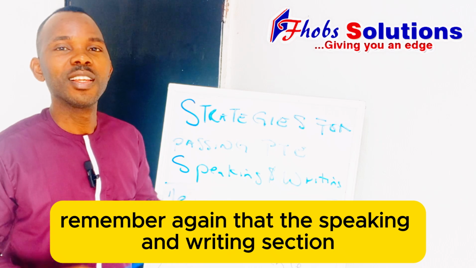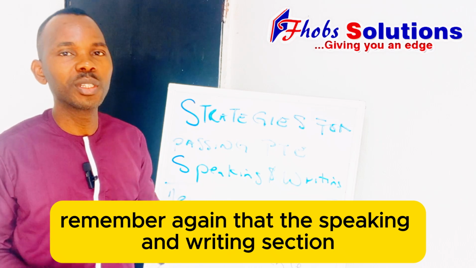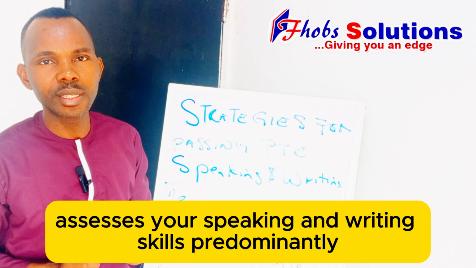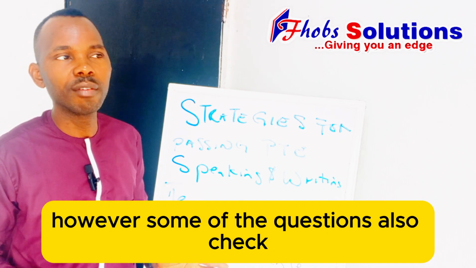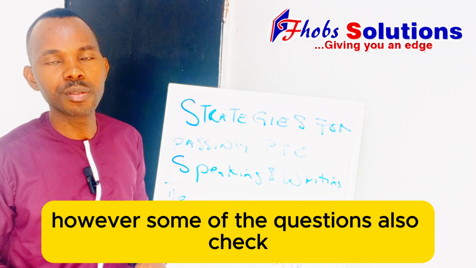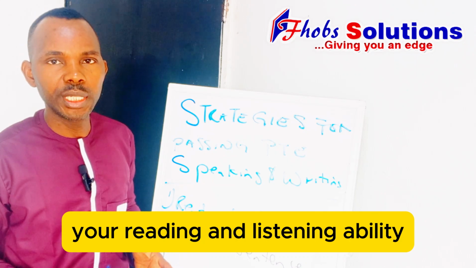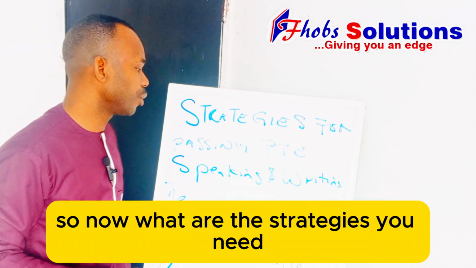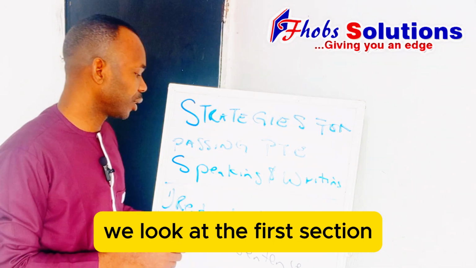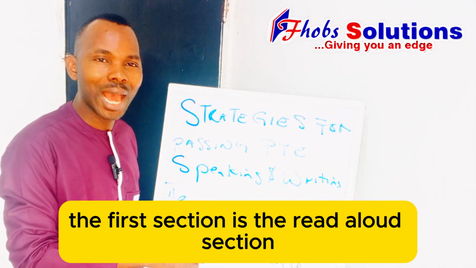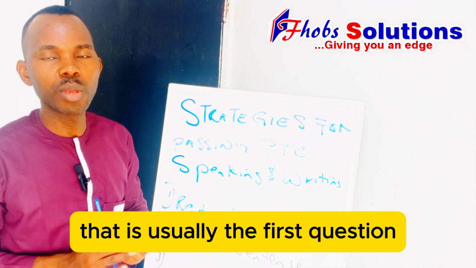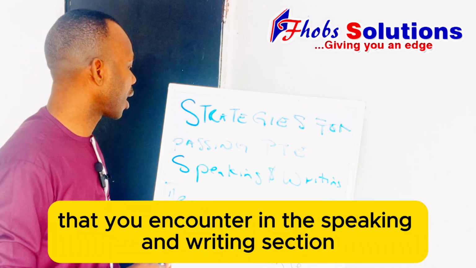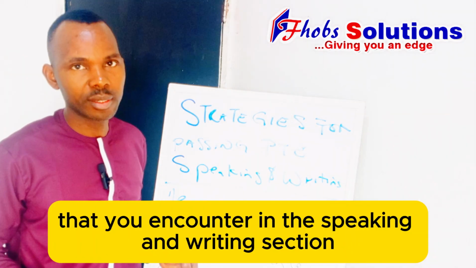Remember again that the speaking and writing section assesses your speaking and writing skill predominantly. However, some of the questions also check your reading and listening ability. So now, what are the strategies you need? We'll look at the first section. The first section is the read aloud section. That is usually the first question type that you encounter in the speaking and writing section.